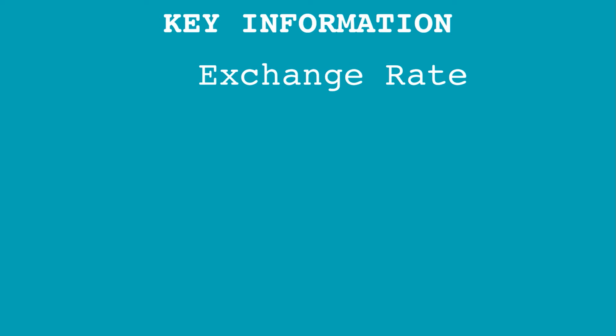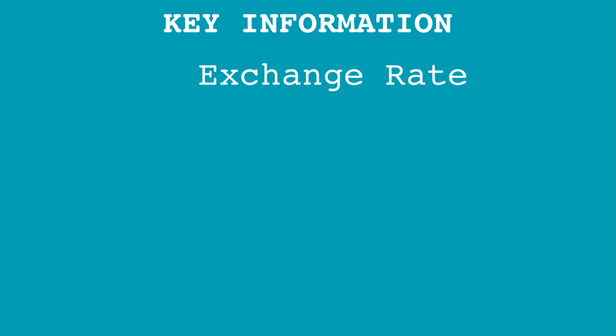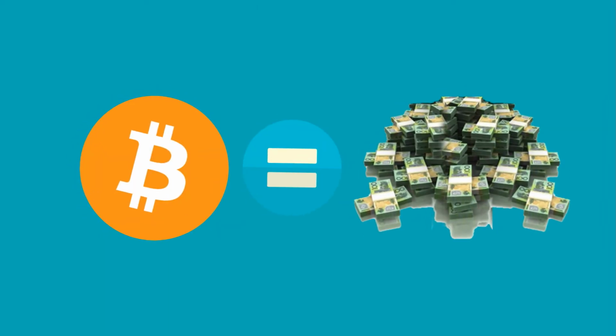The third piece of information is the exchange rate. This can be the exchange rate from the exchange you might have used, say Binance or Bittrex, CoinSpot, or something else. If you don't have that information, we can garner this information from other sources such as CoinMarketCap or other websites. There are some useful tools available online these days for this purpose, and we'll put a link to them in the description below. Sometimes the exchange rate is in Australian dollars, in which case we have everything we need.